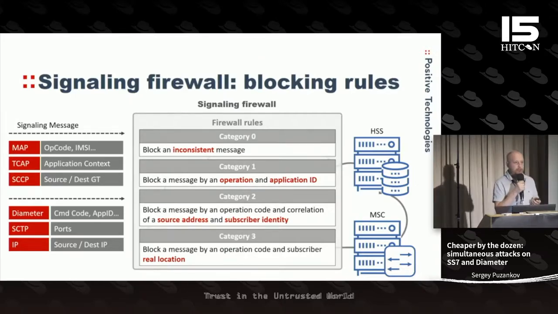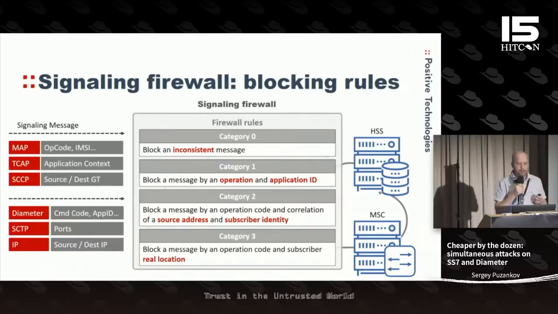They have done a great job. They classified all the potentially dangerous signal messages into categories. Category zero consists of rules of inconsistent messages, but this category is strictly defined only for the Diameter protocol. Category one consists of the list of operations that are not available on the interconnection.